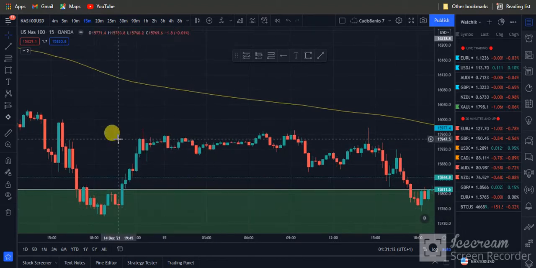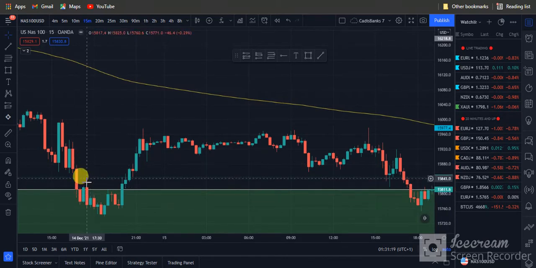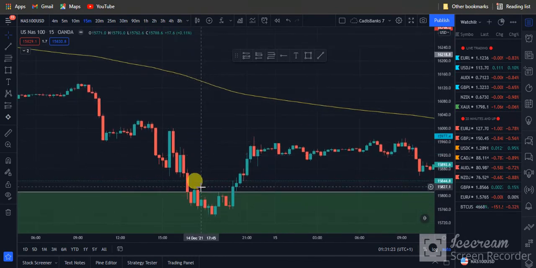If we are taking this trade at this point, to be honest, guys, this was a staggering loss. We lost this trade depending on where your stop loss is. If your stop loss should be below the engulfing candlestick, then you lost this trade.